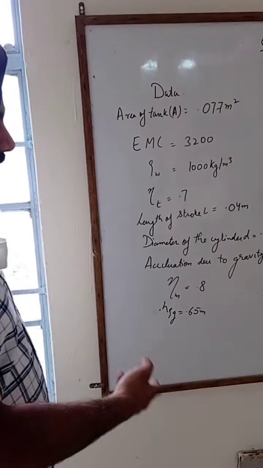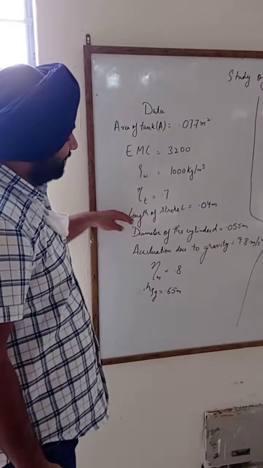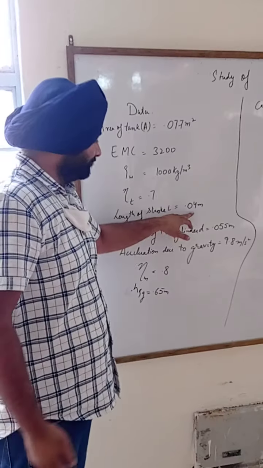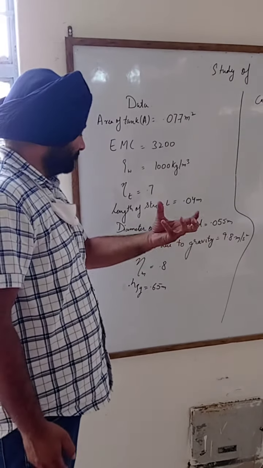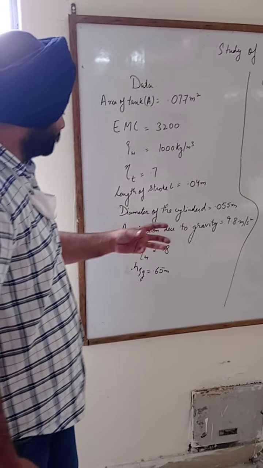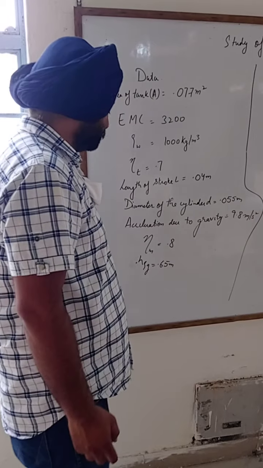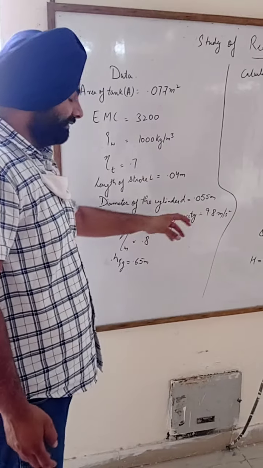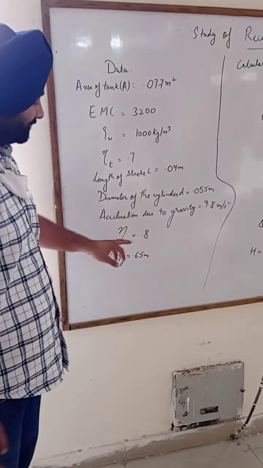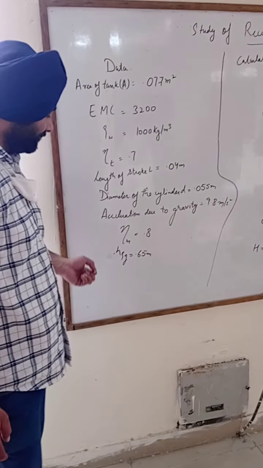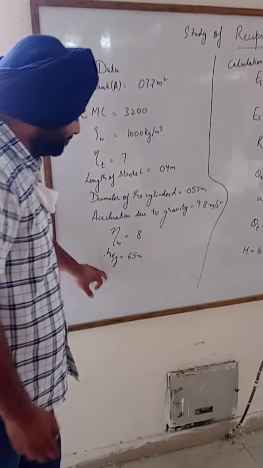The length of the stroke: as you know, in a reciprocating pump, the piston moves from TDC to BDC. The maximum length of that movement is 0.04 meters. The diameter of the cylinder used in the reciprocating pump is 0.055 meters, and acceleration due to gravity is 9.8. The motor efficiency, the motor being used, has a value of 0.8, and this HROG is 0.65.